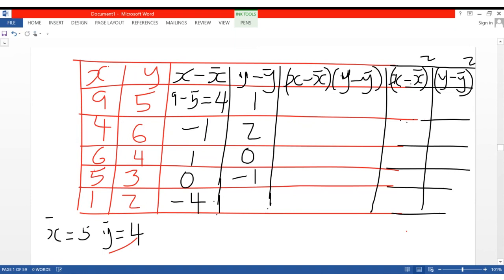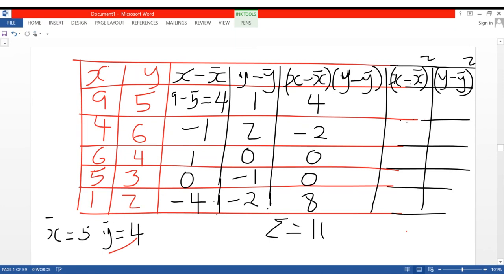Now, according to the formula, I'm supposed to multiply these two. So I multiply 4 times 1, you get 4. -1 times 2, you get -2. 1 times 0 is 0. 0 times -1 is 0. And then this one, you get an 8. So I'll do the summation of this one. You just add. So 8 plus -2 plus 4, I think I was getting 10. When you add all that, you get 10.